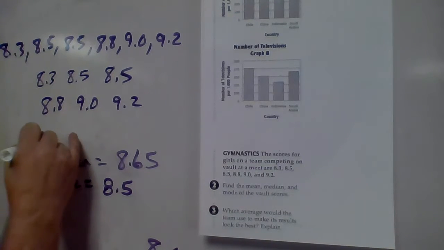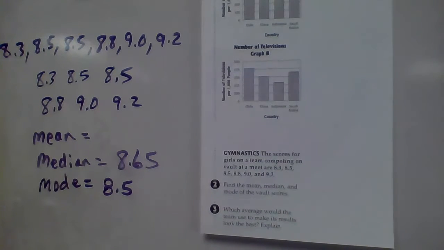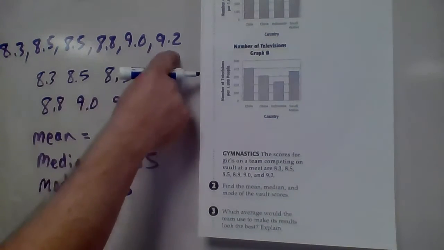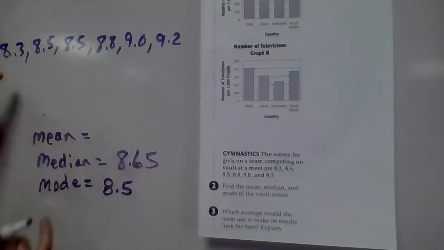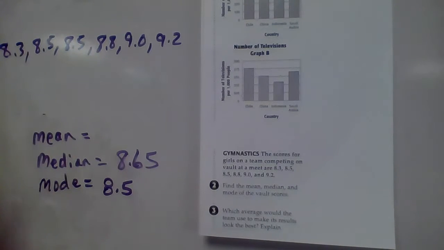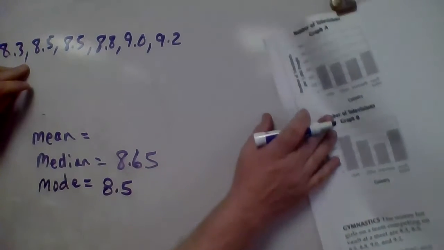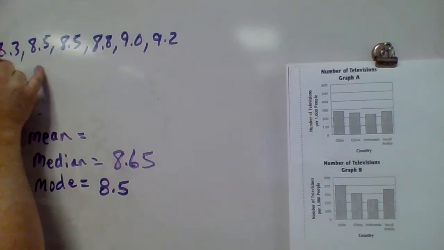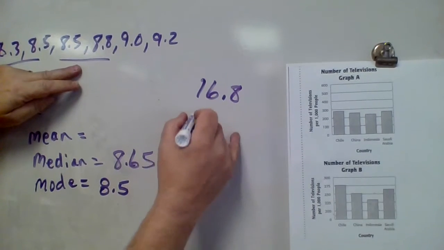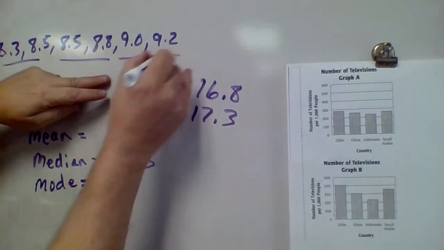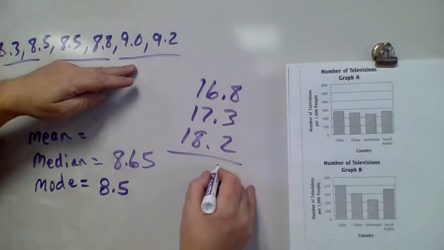Now I need to find the mean. Do you remember how to find the mean? You add up all the numbers and you divide by the amount of pieces of data, which in this case is 6. There are 6 numbers here. So I need to add all these numbers together. Let's see. Oh boy, am I going to have room here? I don't know. The first 2 numbers would add up to make 16.8. The second 2 numbers would add up to 17.3. And the third 2 numbers would add up to equal 18.2. Now let's add those together.